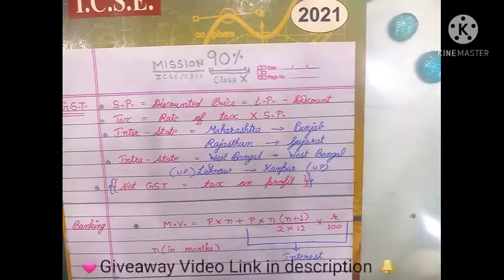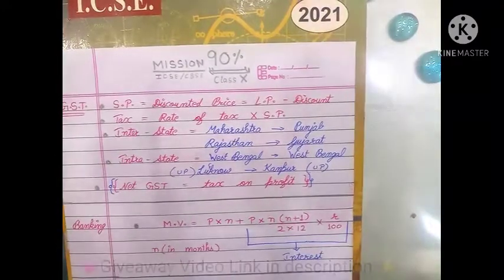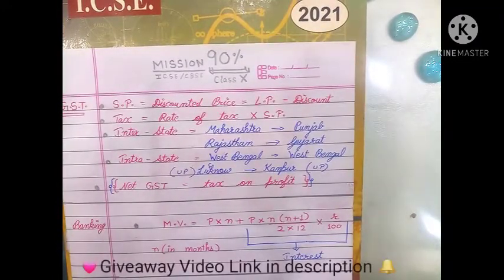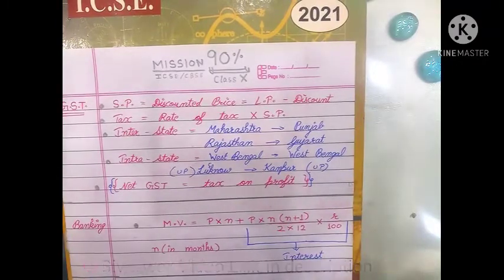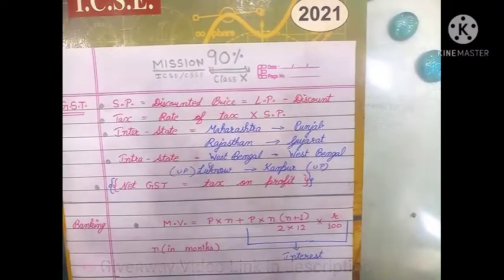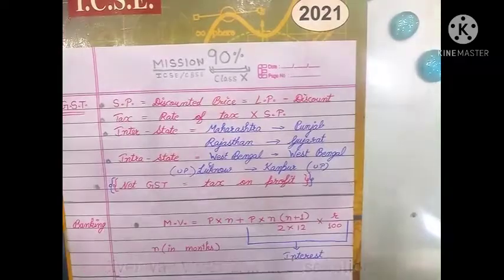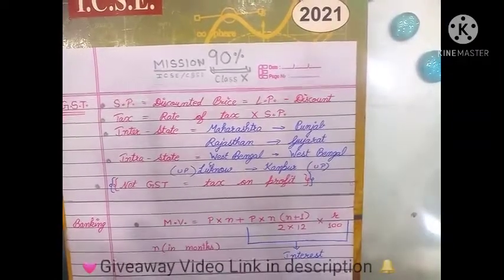Intrastate GST is just the opposite of that. You have bought the goods from West Bengal and you are selling it in West Bengal. And a very important thing: if by chance a question says that you have bought something from Lucknow and you are selling it in Kanpur, you must be aware that both these cities are in Uttar Pradesh. So intrastate GST will be applicable, meaning from one state to that same particular state.